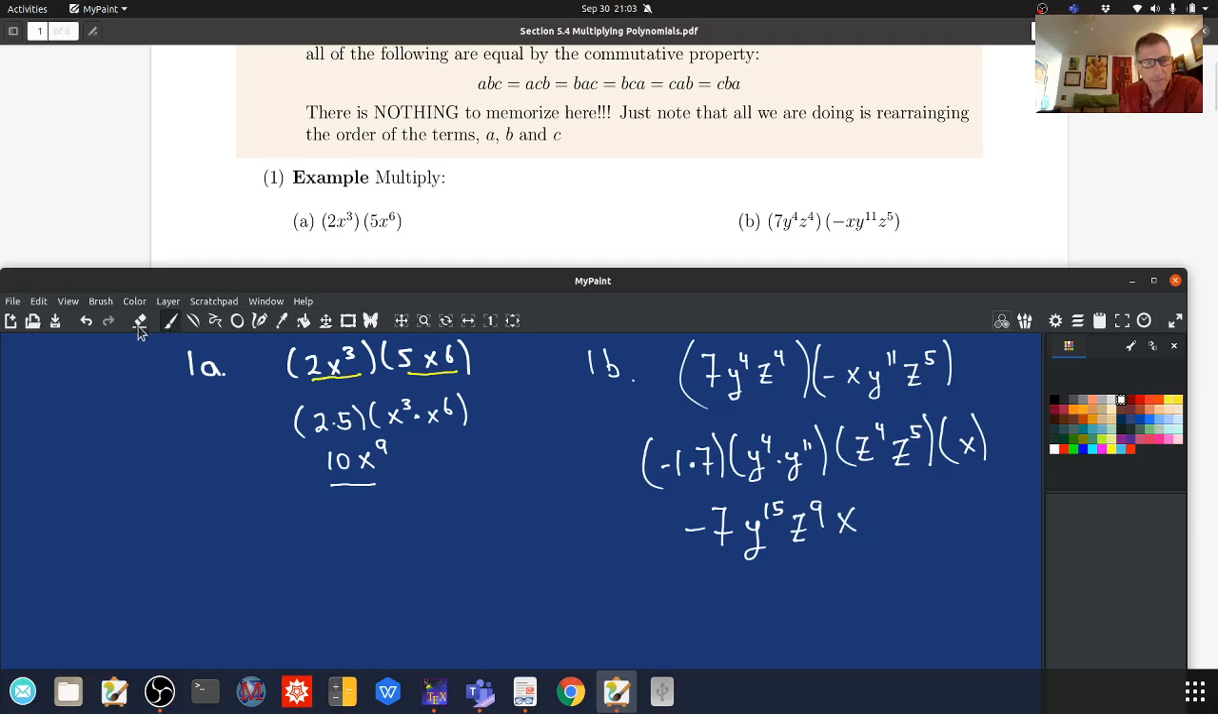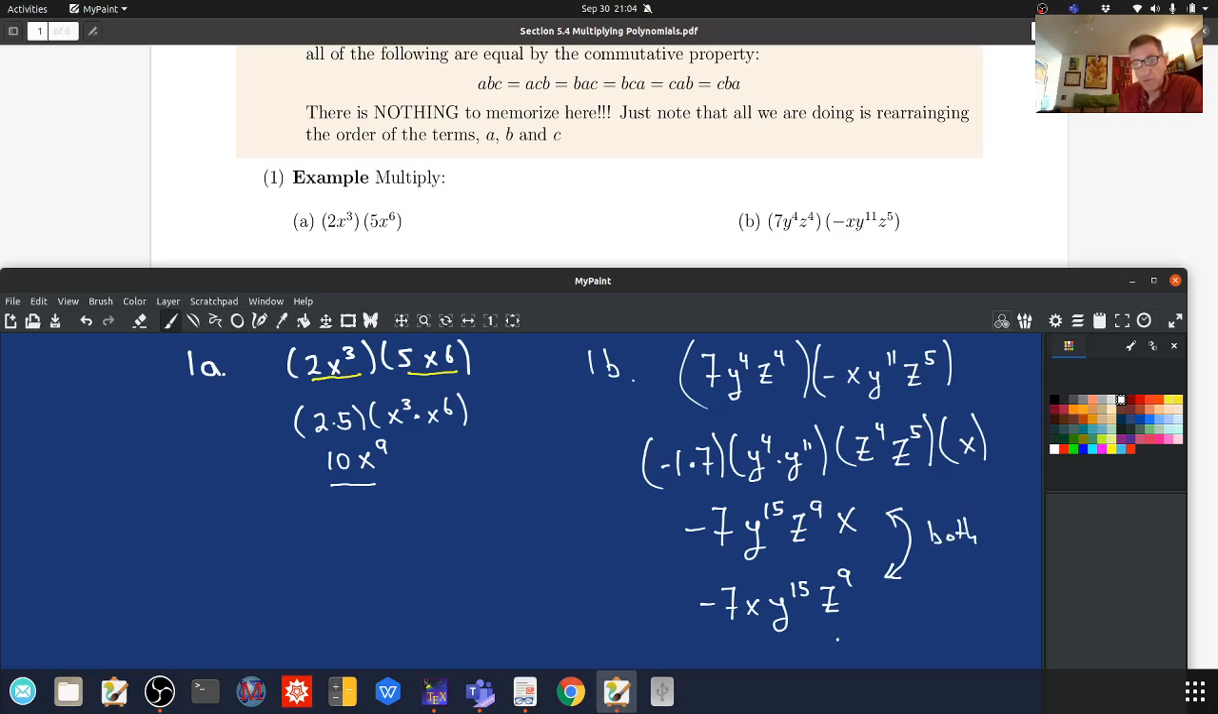That's a perfectly acceptable way to do it. If MyMathLab for some reason wants you to put them in alphabetical order, you would just rearrange using the commutative property. Minus 7x y to the 15th and z to the 9th. And this is perfectly fine. And in a way, having them in alphabetical order is preferable because when we are doing a lot of this and we're collecting like terms, it's easier to go in alphabetical order. But because of the property of commutativity, both are okay.